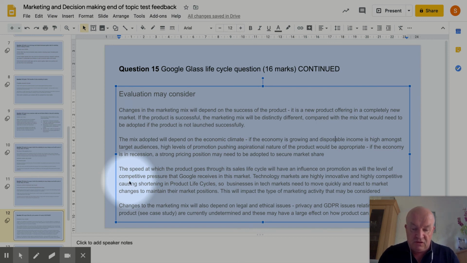Obviously, the thing that's also very important in this instance is thinking about the product life cycle. Particularly in technology markets, it has changed significantly because you've got highly innovative and highly competitive markets. You tend to find that product life cycles are much shorter in these markets than other more traditional ones. So businesses in technology markets really do have to move quickly and react to market changes to maintain their market position.